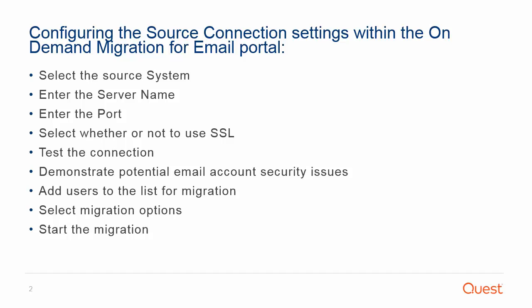Migrating from an IMAP source, such as Yahoo Mail in this example, is just one of the many systems that on-demand migration for email can be used to migrate from.